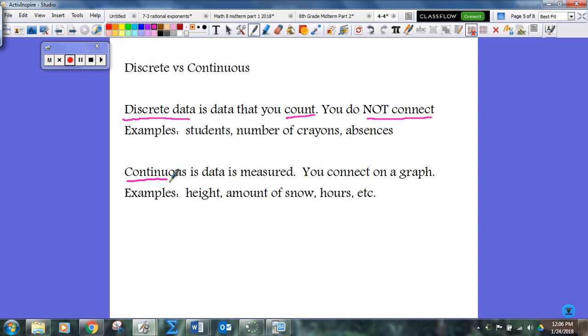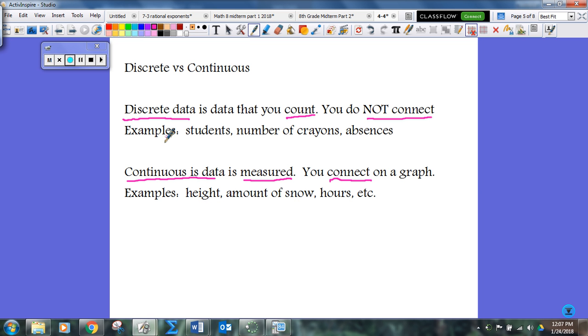Continuous data is things that I measure or is measured. Here I connect the points on the graph. Examples of things that I measure: your height, the amount of snow, hours, your weight, anything that you can measure.